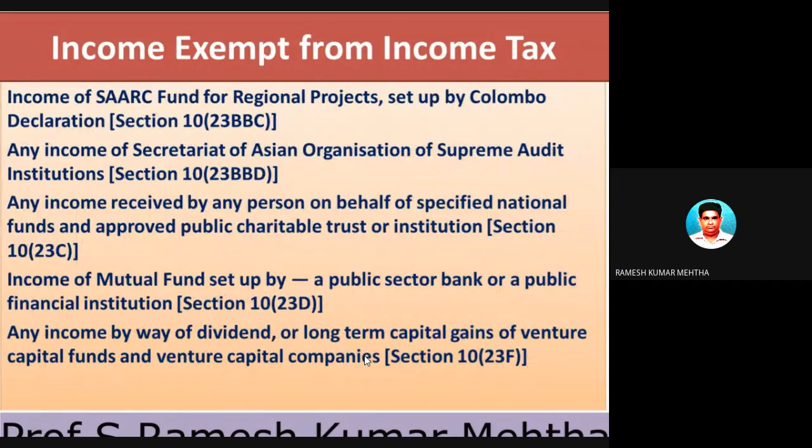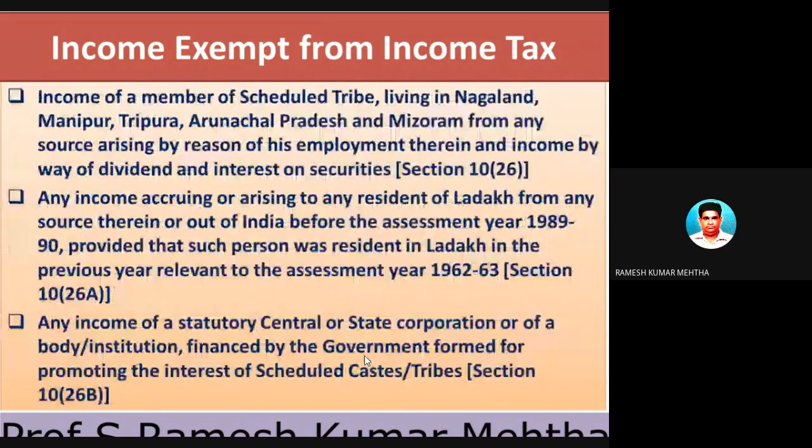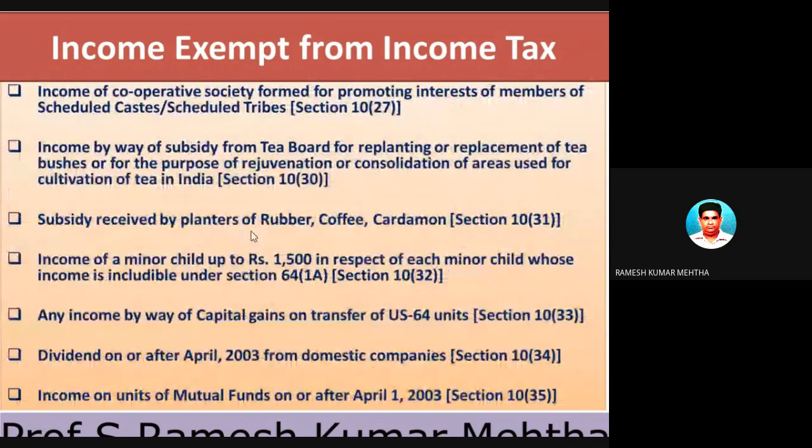Income of a mutual fund set up by a public sector or private sector bank or a public financial institution is also exempted from tax. Subsidy received by planters of rubber, coffee, and cardamom are also exempted from tax. Dividend on or after 2003 from domestic companies. This is very important. From assessment year 2021-22, dividend is fully taxable.